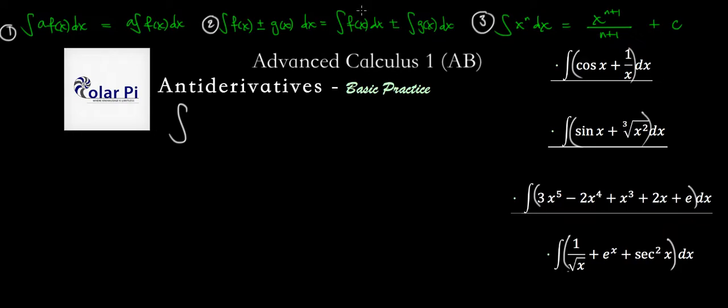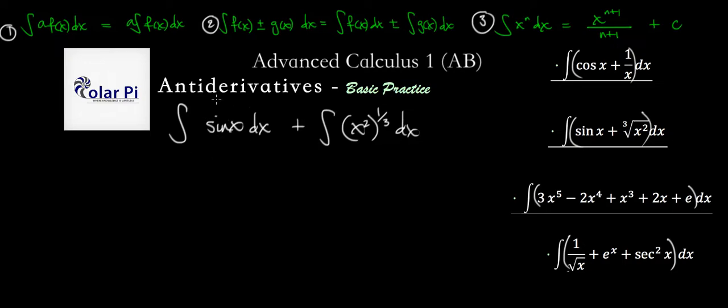So using this sum and difference property, we could write the integral of sine x dx, and let me leave some space, you'll see why, and then plus the integral of x squared cube root of that, which is the same as x to the 1/3 power, and then dx. Okay, cool.